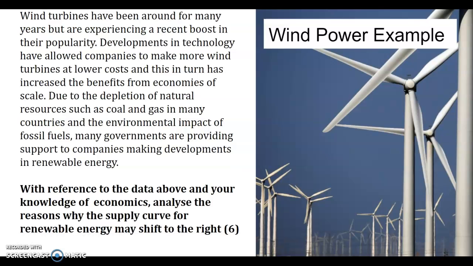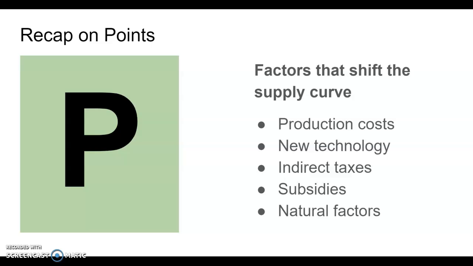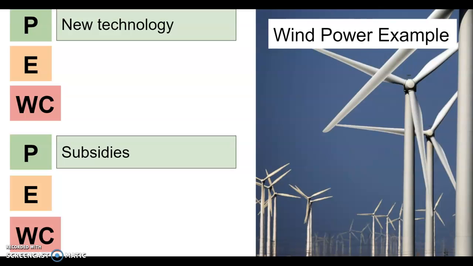So you have to recap what you've learned in class and what you've revised, which is what are the factors that cause a supply curve to shift to the right. And these are your points, your P for the PEA. So things that might cause a shift are production costs, new technology, indirect taxes, subsidies, and natural factors. And you're going to choose 2 of these that are going to form the first part of your PEA paragraphs. So the examples that I've chosen are new technology and subsidies for this example. So that would be my point.